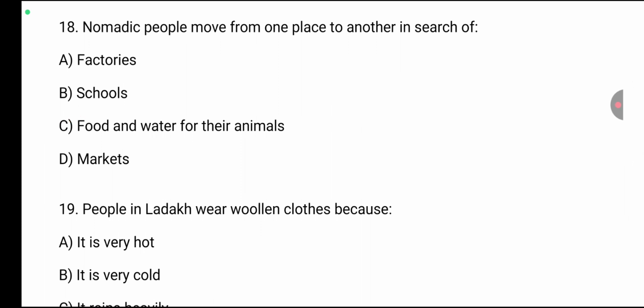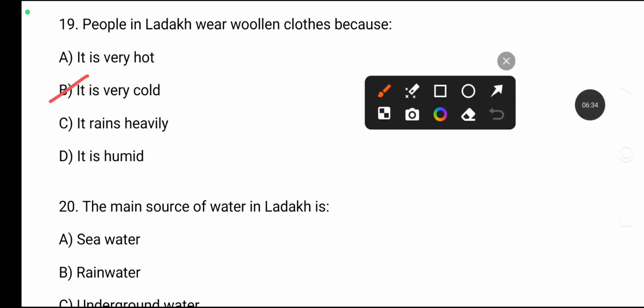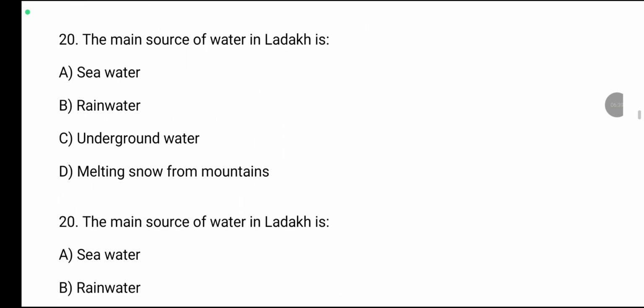Now moving on to question number 19. People in Ladakh wear woolen clothes because it is very hot, it is very cold, it rains heavily, it is humid. It is very cold. The answer will be B.